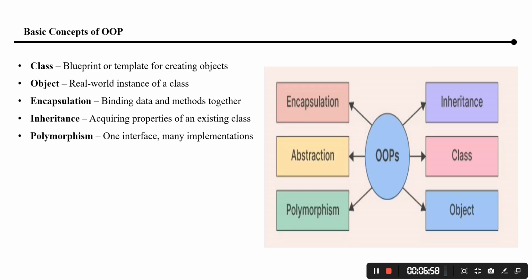And the other concepts are encapsulation, inheritance, polymorphism, and abstraction. These are the important concepts of object-oriented programming. So class is nothing but a blueprint or template for creating objects, and object is nothing but a real-world instance of a class. Encapsulation, binding the data and methods together. Inheritance, inheriting the properties of an existing class or the other class. Polymorphism, one interface, many implementations.